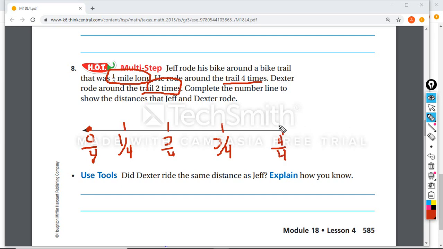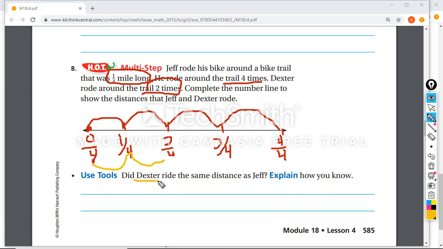And this one is a whole. Okay. So Jeff rode his bike around the bike trail that was 1/4 mile. He rode around the bike trail 4 times. So he went 1, 2, 3, 4, because each one of these is 1/4 mile. Each one is a time around the bike trail. Dexter rode around the trail 2 times. So Dexter went 1, 2.